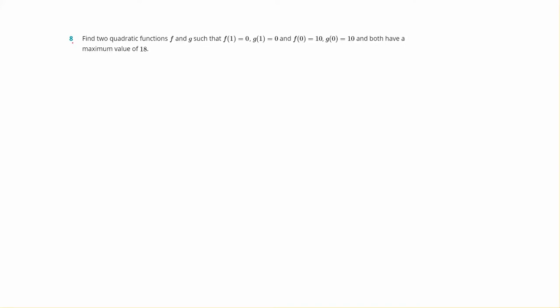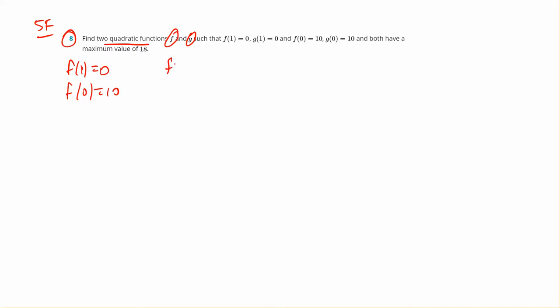We can look at question 8 from exercise 5F. This is a trickier question because we've got two quadratic functions, f and g, such that now we've got two pieces of information: f(1) equals 0 and f(0) equals 10. It's the same for g.